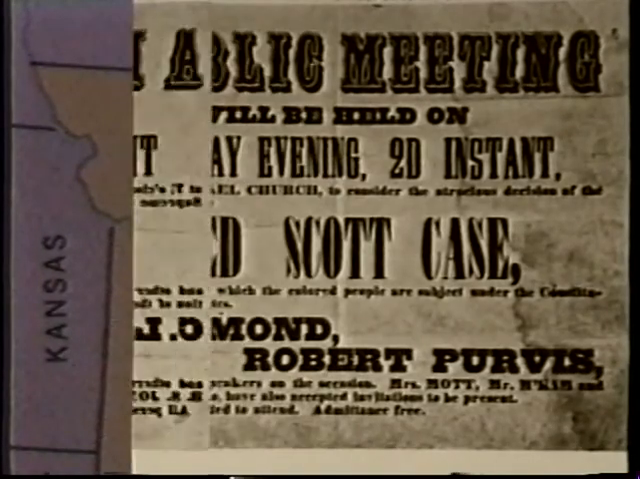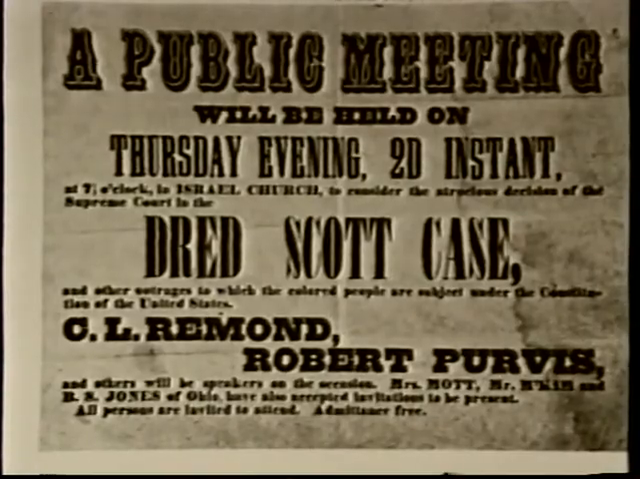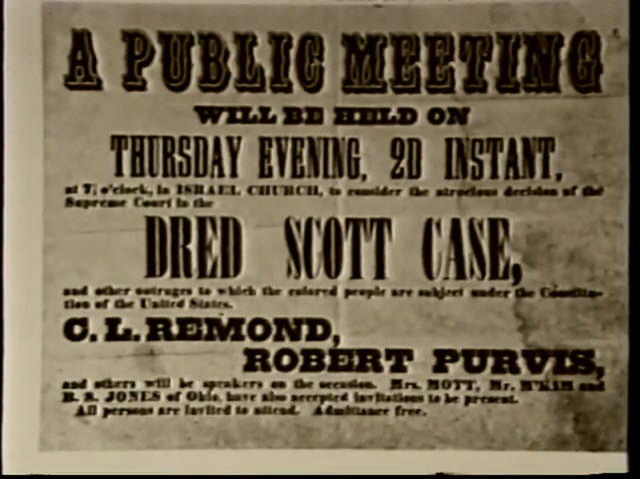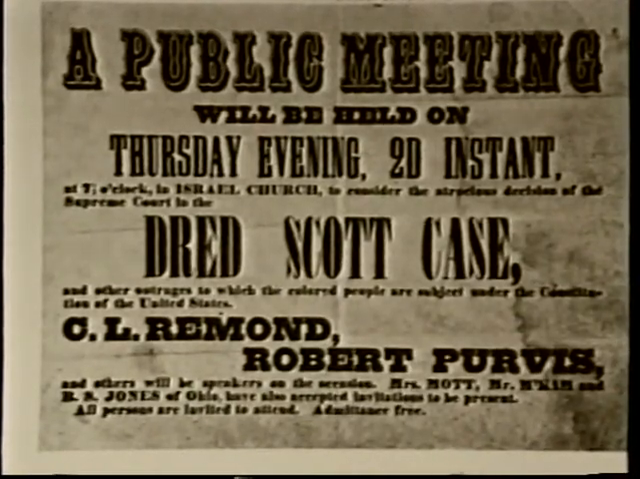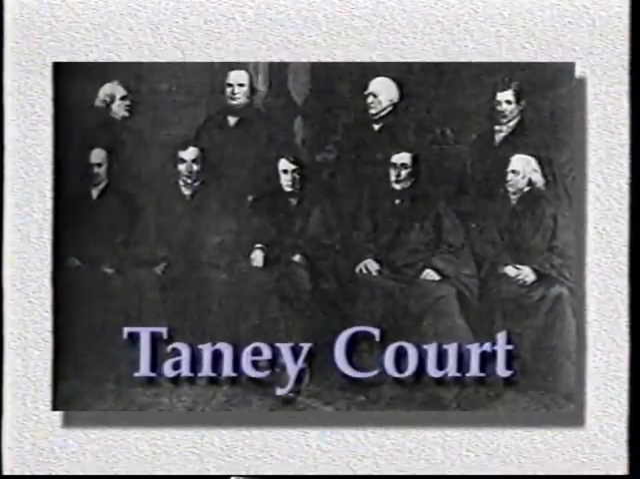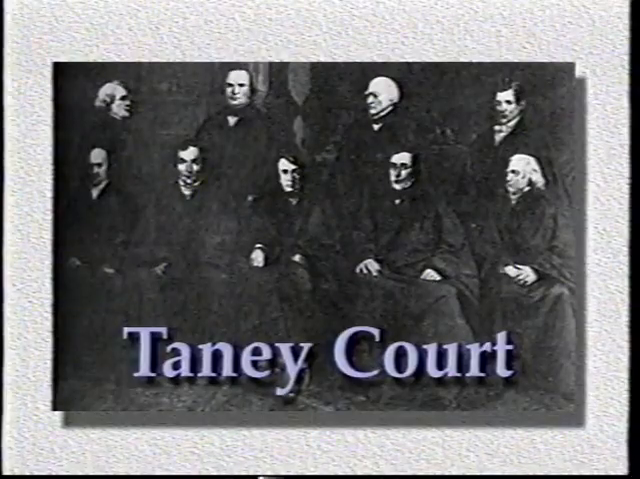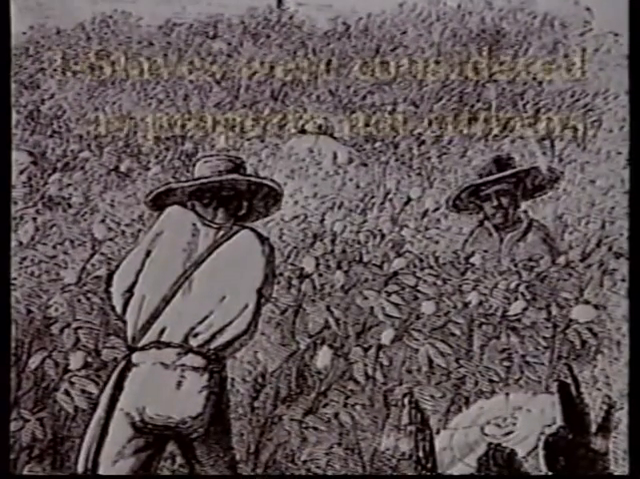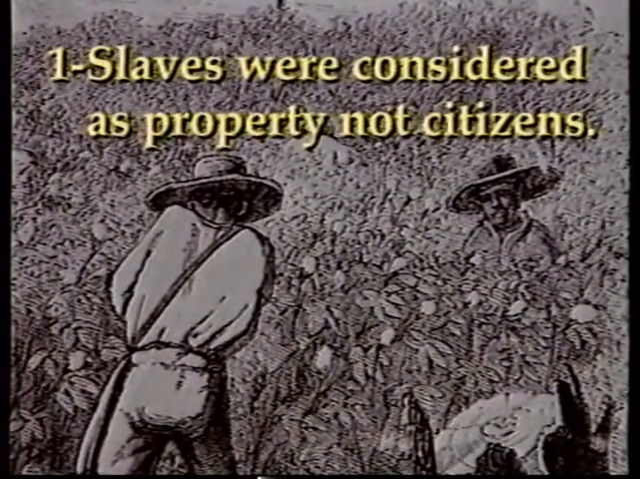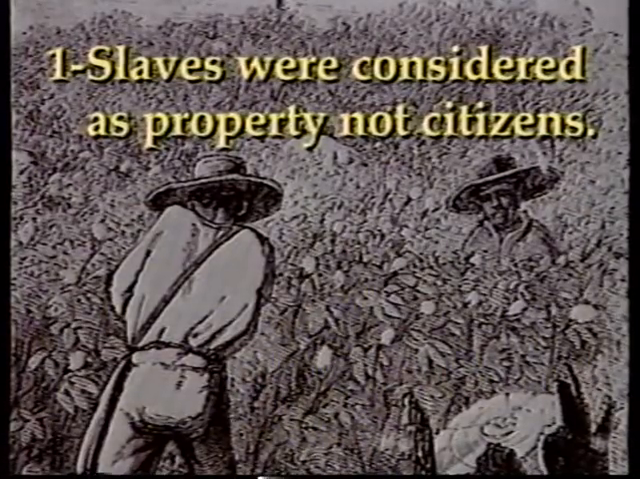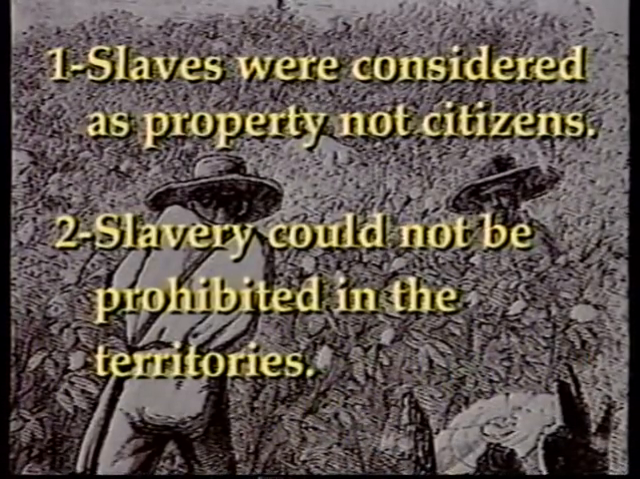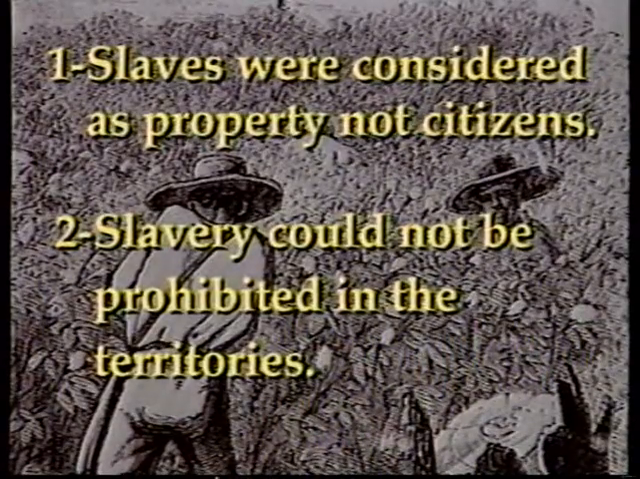To Taney, the Dred Scott case seemed to be the perfect occasion for the court to resolve the national controversy over slavery and the Constitution once and for all. Taney and the other justices made two fateful declarations. First, the court said Dred Scott was considered property. Therefore, he was not an American citizen and not entitled to sue in the courts. Second, the court claimed that the Missouri Compromise was unconstitutional and that slavery could not be prohibited in the territories.